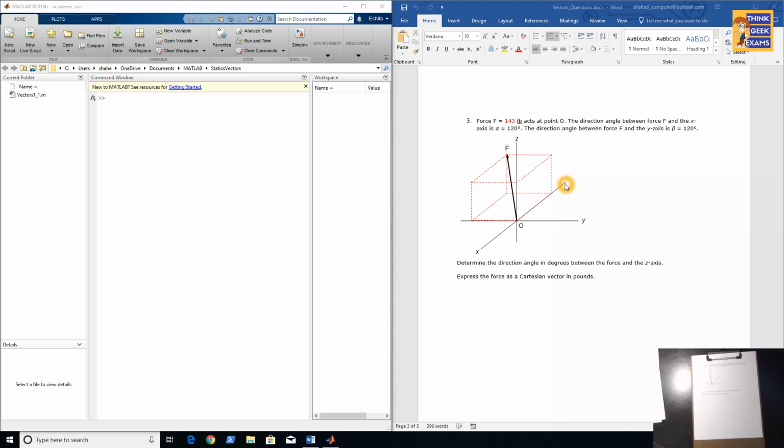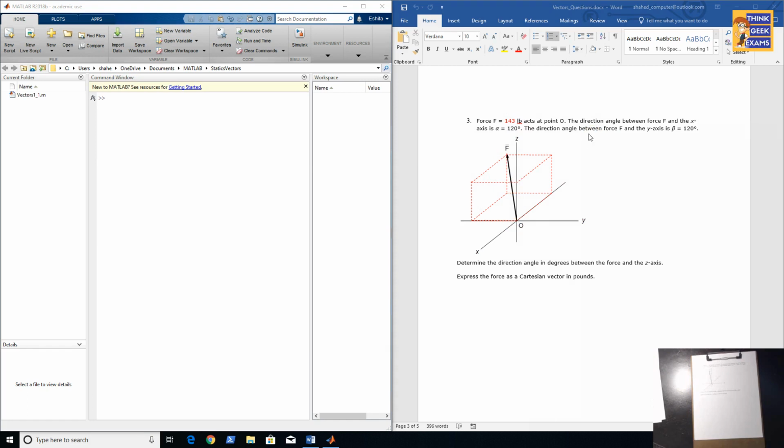This is the third question in the statics vectors homework. Here we have a 3D graph with X, Y, and Z over here. And there's a force going somewhere slightly obliquely, F, and it has a magnitude of 143 pounds, and it's going from the origin O. And they drew a box around that showing the coordinates of F.